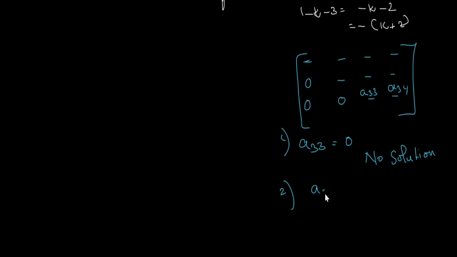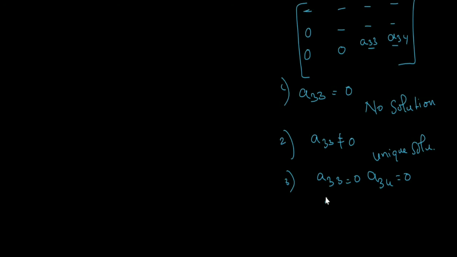Second case, A33 is not 0. If it is not 0, then you get unique solution. If this is 0, you get no solution. This is not equal to 0, unique solution. And the third condition is A33 is 0 and A34 is also 0. Then in that case, you will get infinitely many solutions.